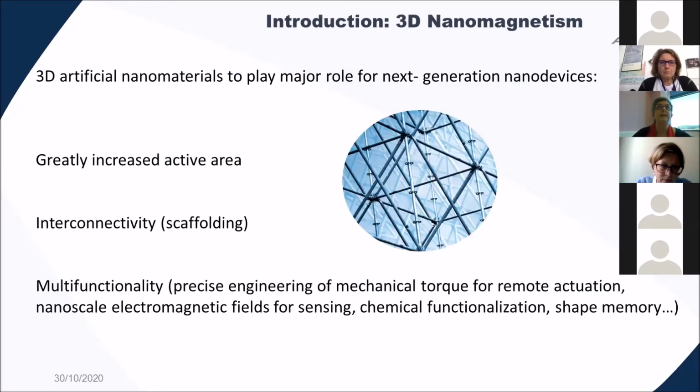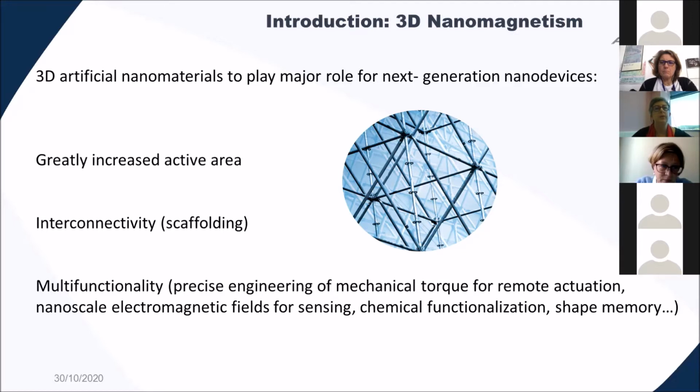So in general, 3D nanomaterials are playing an increasingly important role for nano devices. As compared to 2D, they are much more complex to prepare, process, and integrate, but they have the advantage of having a lot of active area, more possibilities for interconnectivity or scaffolding. Just by the shape, you can understand that.